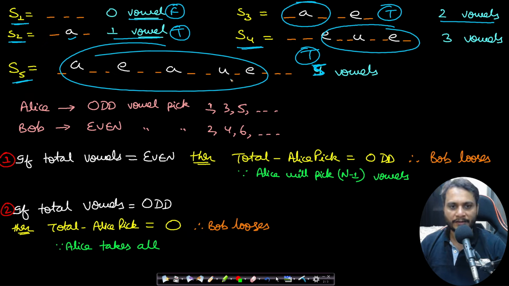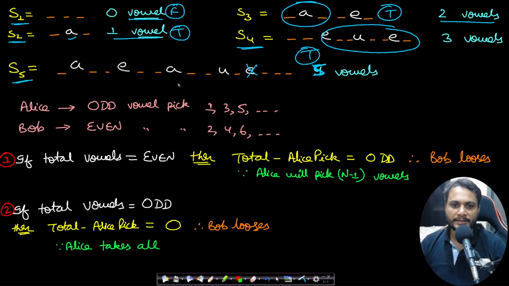If you had 4 vowels, then Alice will take 3 vowels and 1 vowel will be left. In either case, Bob cannot pick 1 vowel or 0 vowels, and therefore Alice will win. So you can make out that Alice will always win if your string has at least 1 vowel. So if the vowel count in your string is greater than or equal to 1, then Alice will always win and you need to return true, otherwise you need to return false.